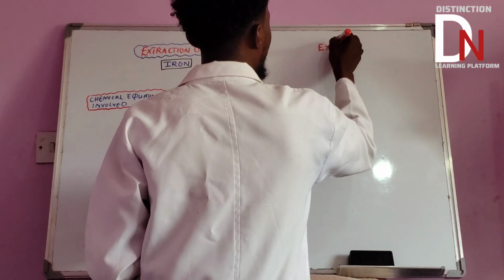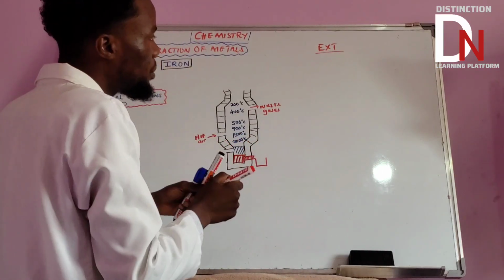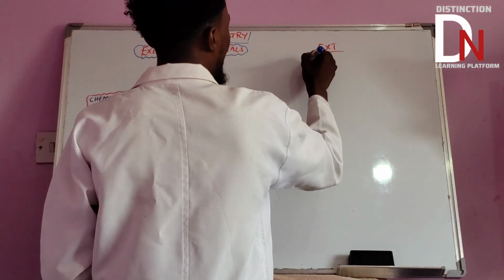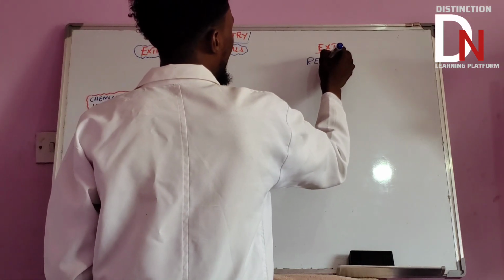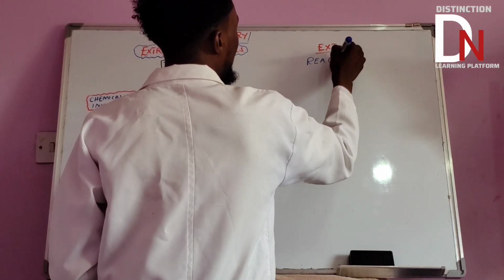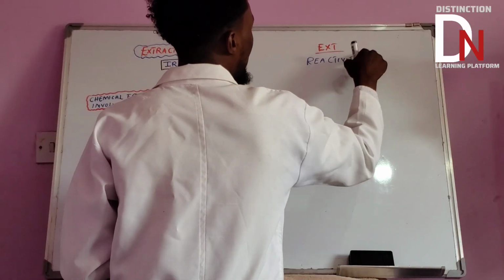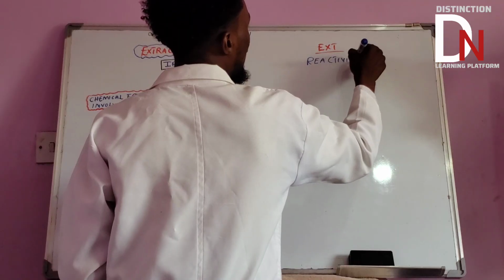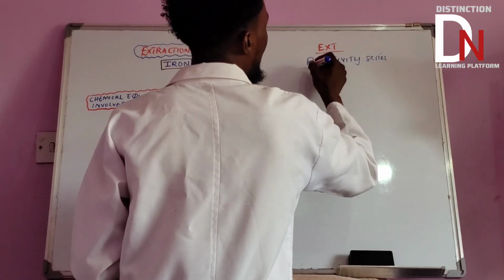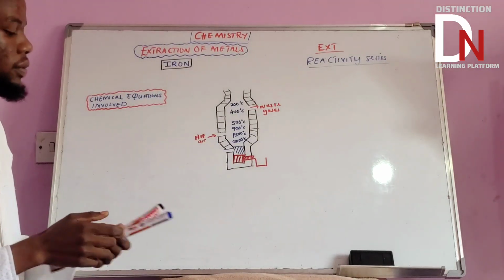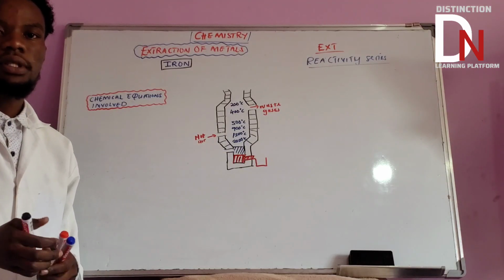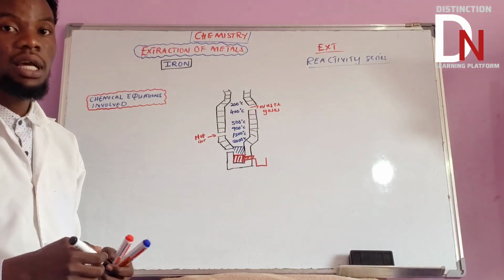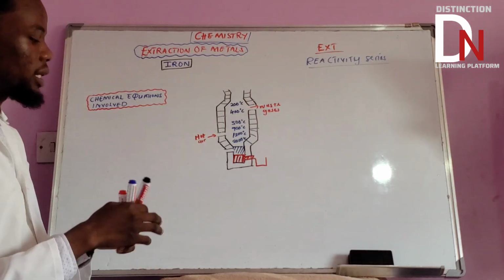If you talk about the extraction of metals, of all metals, it's going to depend on what we call the reactivity series, on how metals are going to react with one another. There are most reactive metals and moderate reactive metals, as well as the lowest reactive metals. So it's going to depend on that.